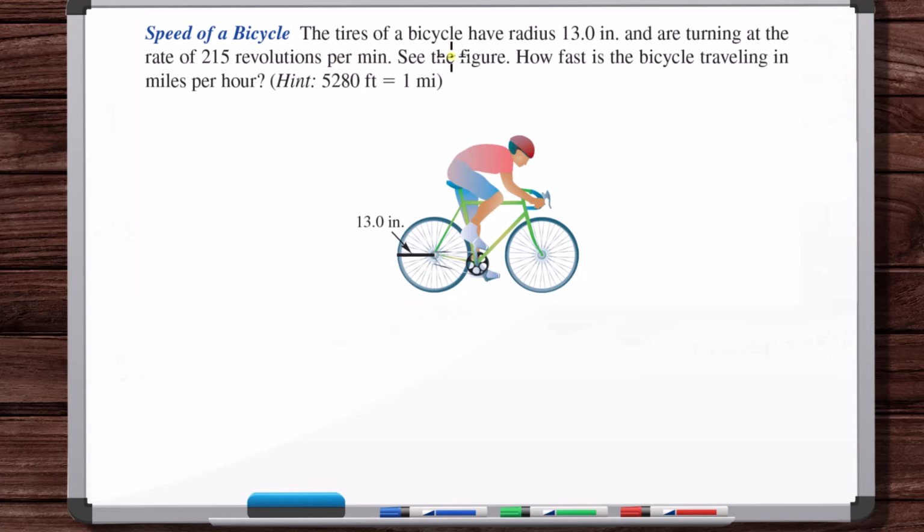The tires of a bicycle have radius 13 inches and are turning at the rate of 215 revolutions per minute. How fast is the bicycle traveling in miles per hour?